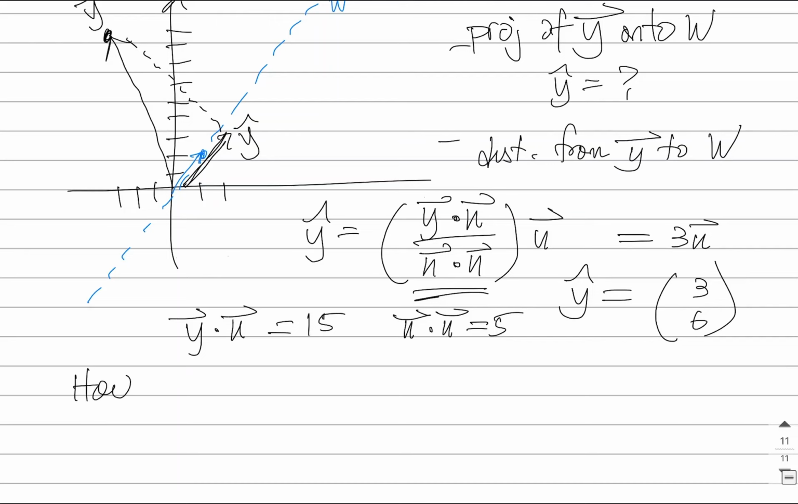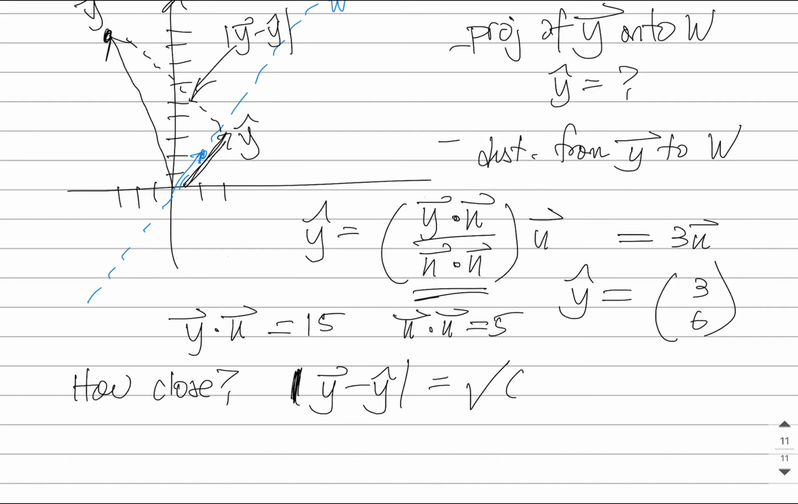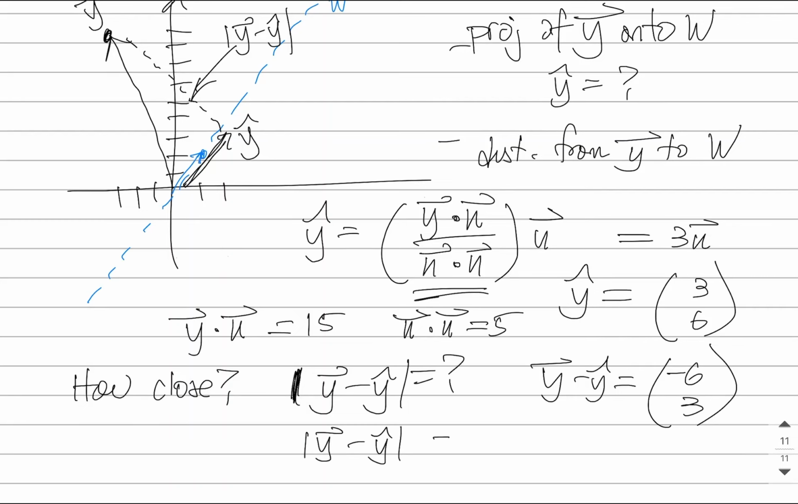And how close is it? I would like to figure out the length of Y minus Y hat. Because if I look at my picture, that's the length of this dotted line. And in that case, this is going to be very simple to compute. It's just going to be the following. Y minus Y hat is going to end up just being -6 and 3 if I subtract Y from that thing, and the length of this, -6 squared plus 3 squared, is going to end up giving me a square root of 45.